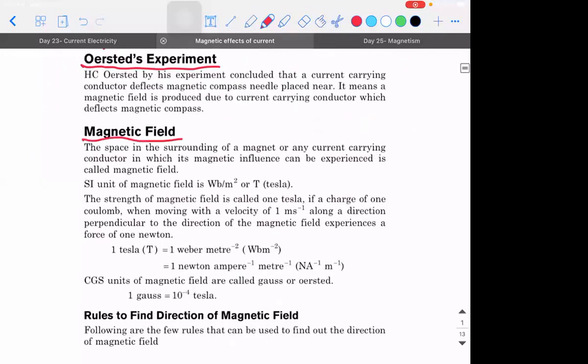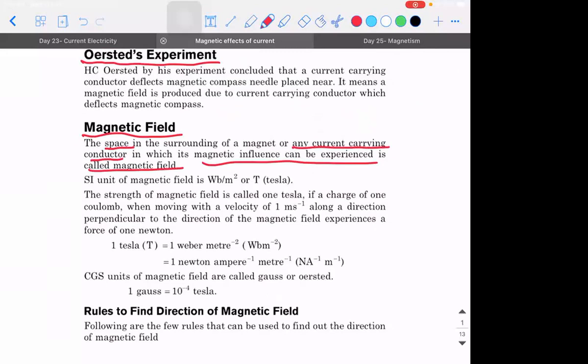Then we know what is a magnetic field. It is nothing but the space in the surrounding region of a magnet or any current carrying conductor in which magnetic influence can be experienced is what is called as the magnetic field.